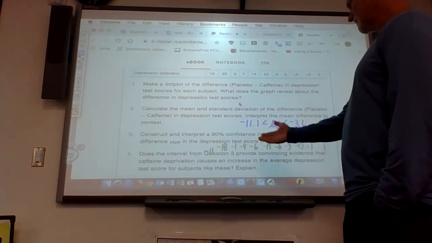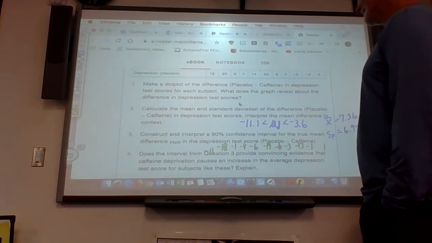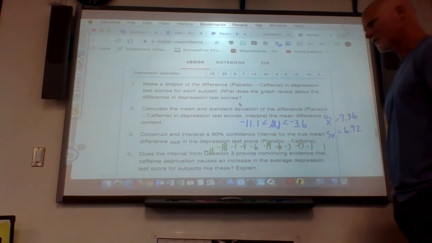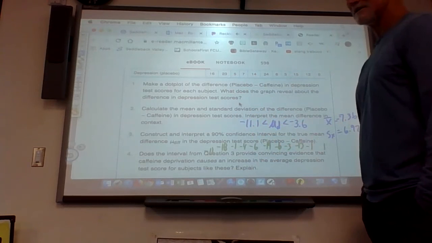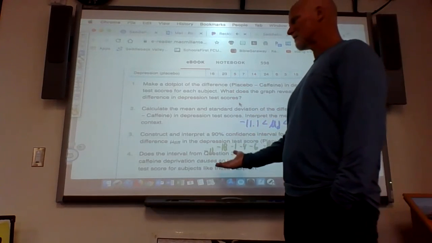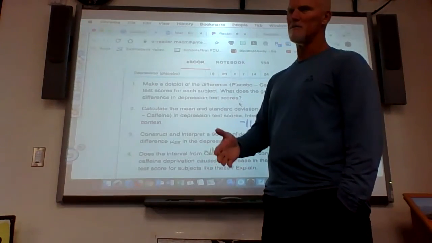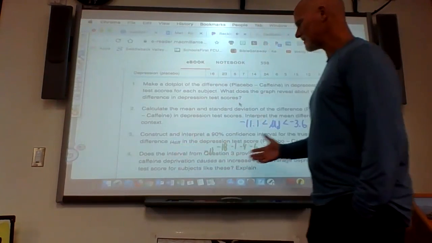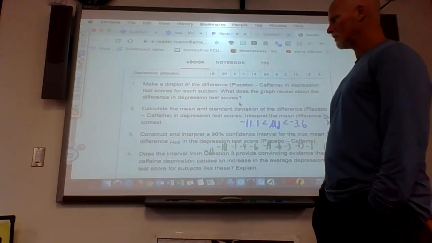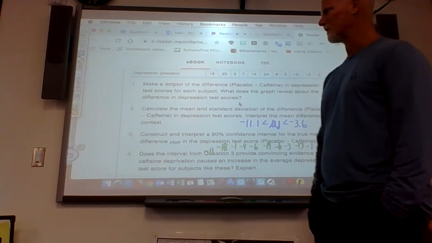And so does the interval from question 3 provide convincing evidence? Yes, it provides convincing evidence that caffeine deprivation causes an increase in the average depression score for subjects like these. Okay, so keep that in mind. Notice it says subjects like this. It doesn't mean we can apply it to the whole population, but it is something that we can apply to this type of group of people. And it may give us some indication about the whole population.